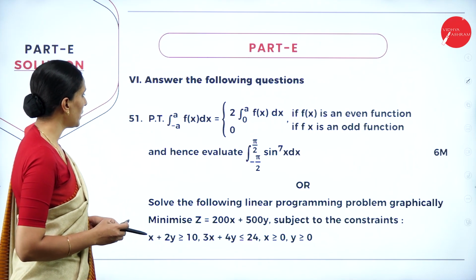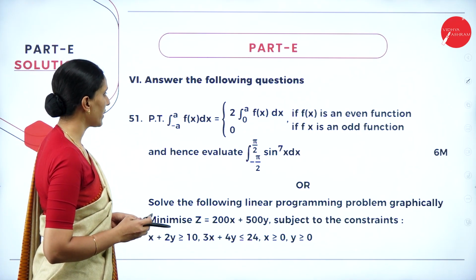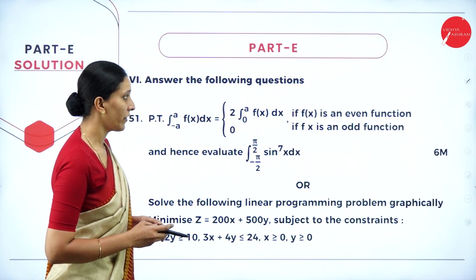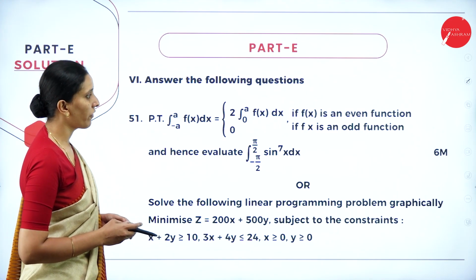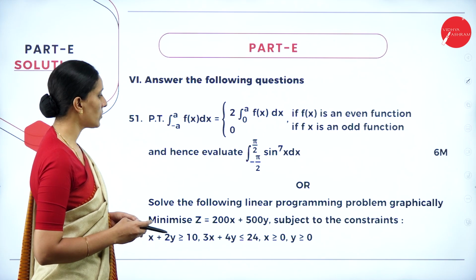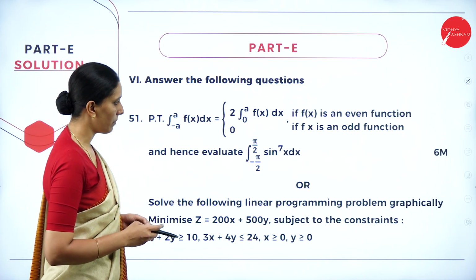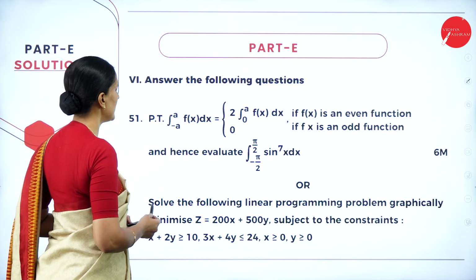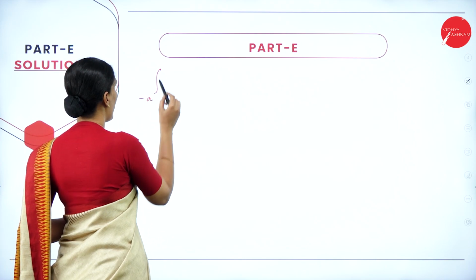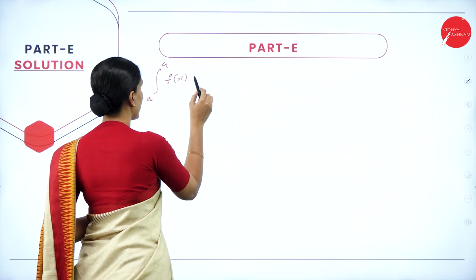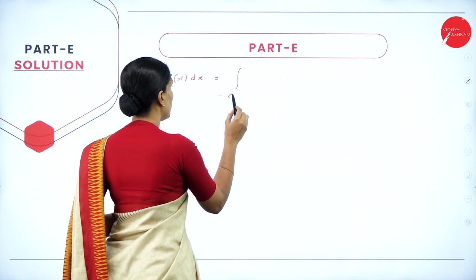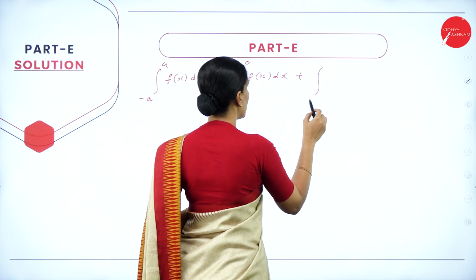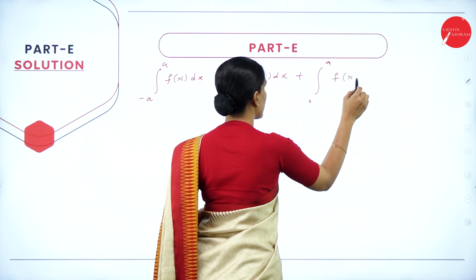Question number 51: prove that integral from minus a to a f of x dx is equal to 2 times integral from 0 to a f of x dx if f of x is an even function, and 0 if f of x is an odd function, and hence evaluate integral from minus pi by 2 to plus pi by 2 sine to the power 7x dx. Now for the proof of this integral, we know that integral from minus a to a f of x dx can be written as integral minus a to 0 f of x dx plus integral 0 to a f of x dx.